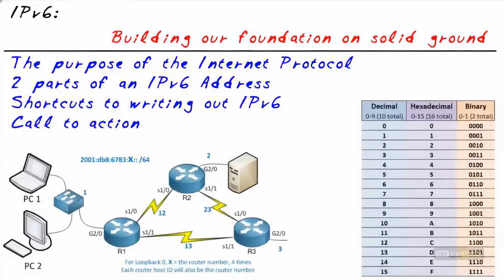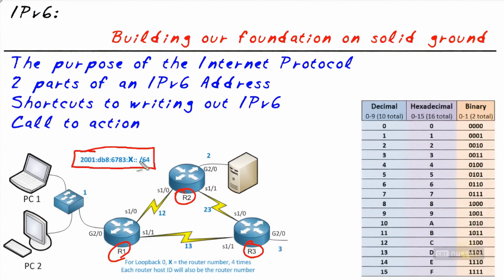Let me share with you the network I've been dying to show you now that we understand the basics of an IPv6 address. Here, this network has 3 routers, R1, R2, and R3. They've all got some interfaces and they've got some devices hanging off of them. And here is our network.